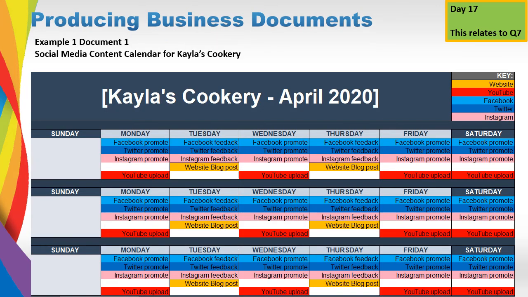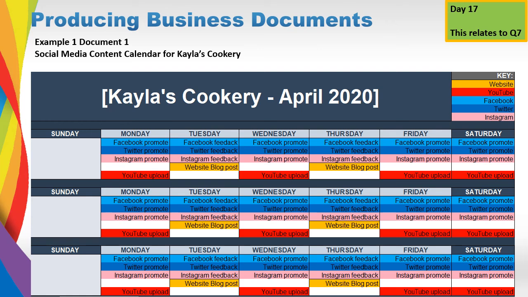So example 1 of document 1. I've created a social media calendar for my cookery program. We looked yesterday at a little bit of Kayla's cookery. So this was my social media calendar that I created back in April 2020. So you can see what I was going to be posting and when.